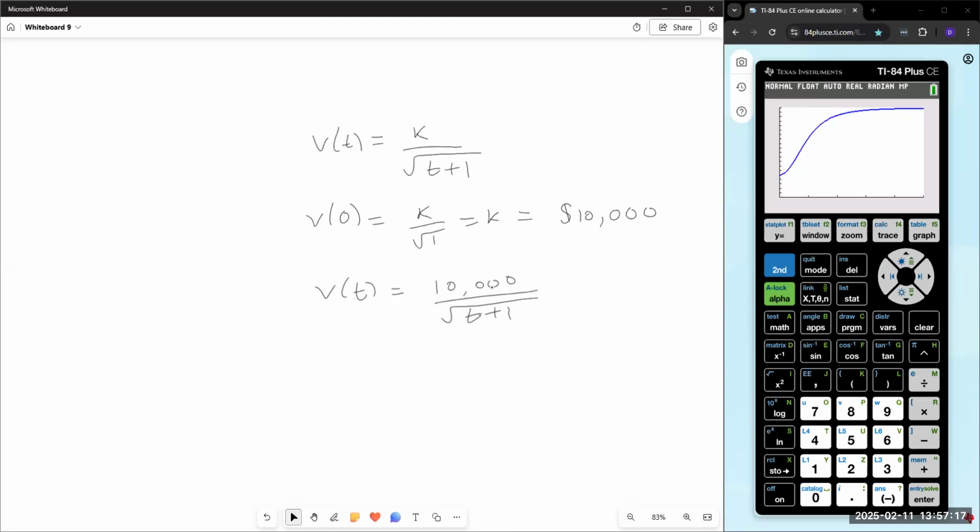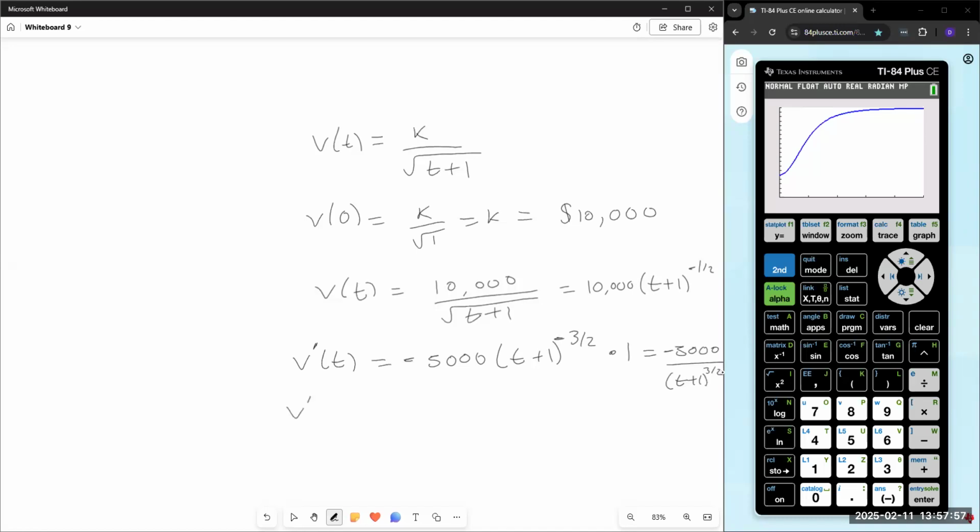We wrote V as a function of T, and now we want to find V prime of T. Let's write this as 10,000 times (T plus 1) to the negative 1/2. So when I take the derivative here, that's going to be negative 5,000 times (T plus 1) to the negative 3/2 times 1, which is negative 5,000 over (T plus 1) to the 3/2.